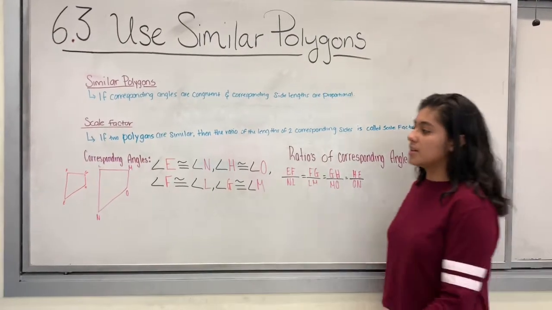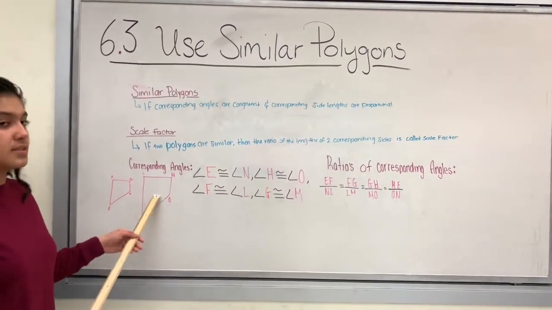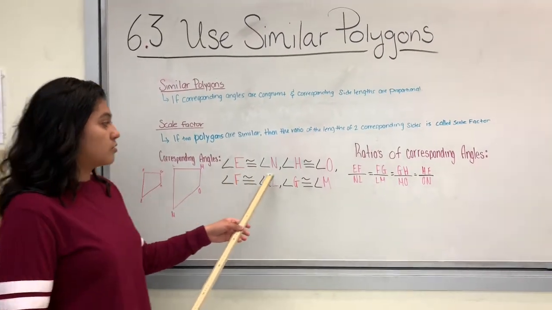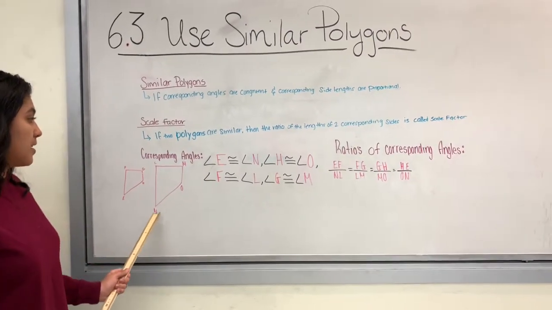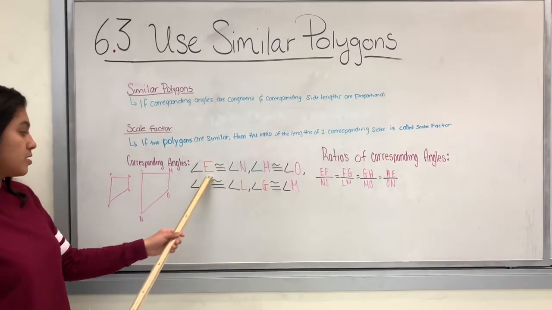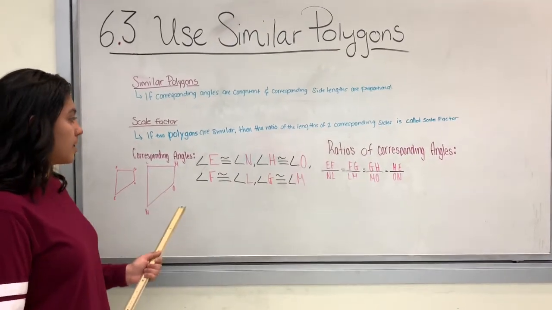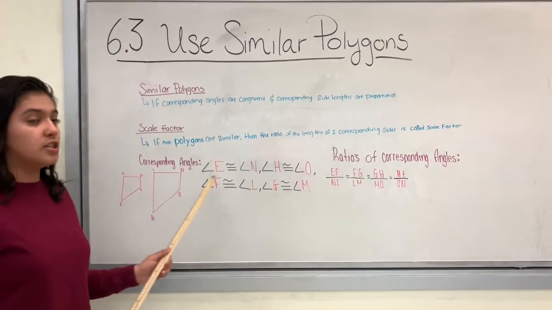And right here I'm giving a little example of corresponding angles, and these are 2 shapes, and they're the same shape, just one is bigger and one is smaller. And this shows the corresponding angles. So E, which is right here, is corresponding to N, which is this one. And they look the same, even though this one is smaller and this one is bigger. And the same goes for H and O, F and L, and G and M.